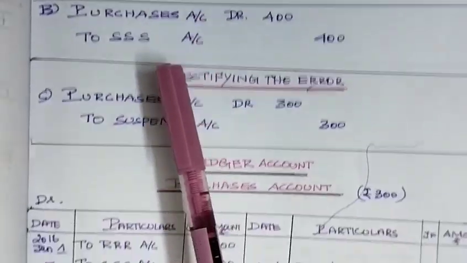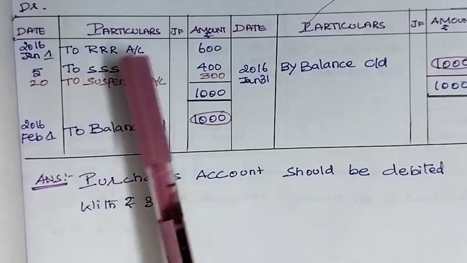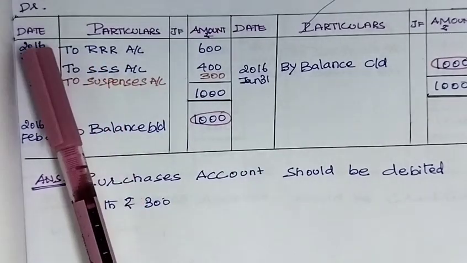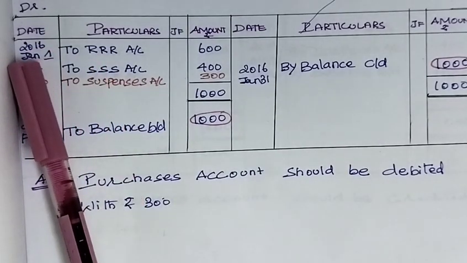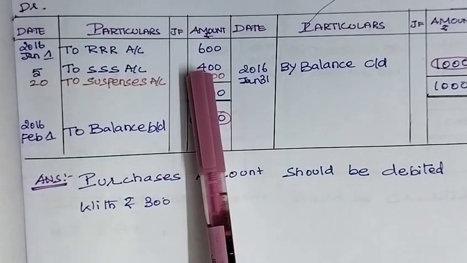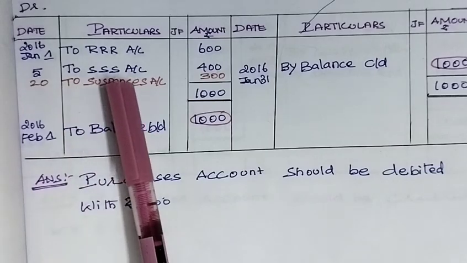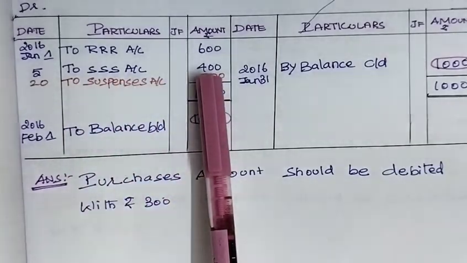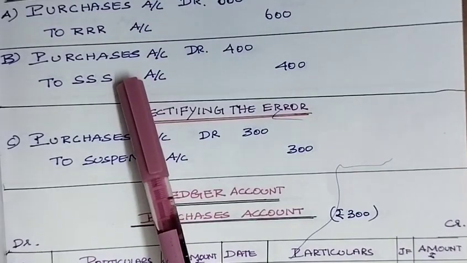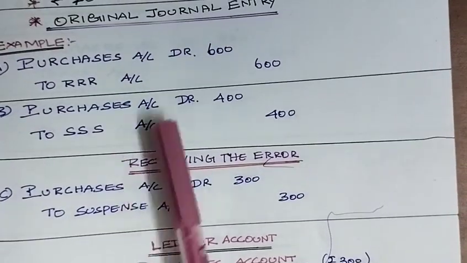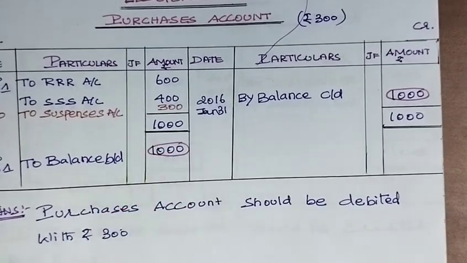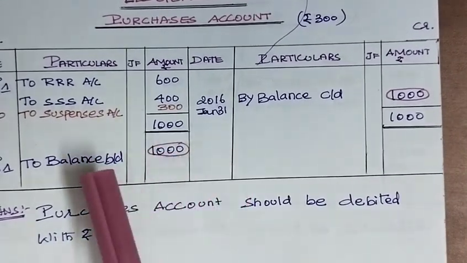So on the debit side of the ledger account, you have to write. I have written here 2016 January 1 to RRR account 600 rupees and SSS account 400 rupees. Okay, we posted the two purchases entries from journal to ledger. Now we have to find which side has the higher value.